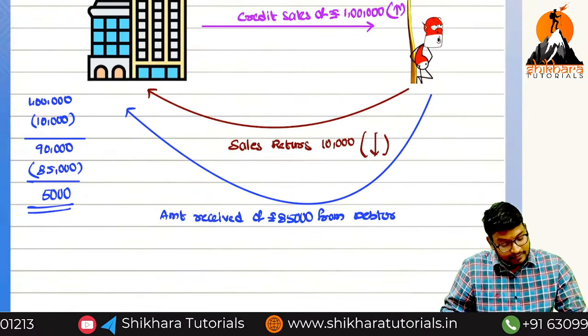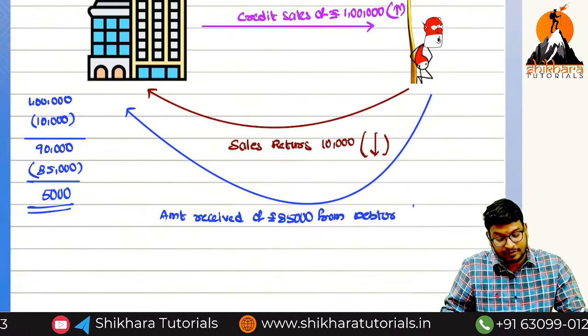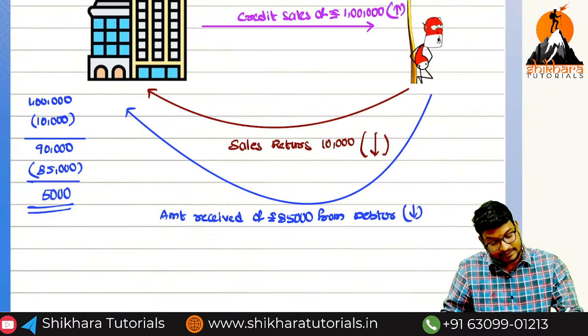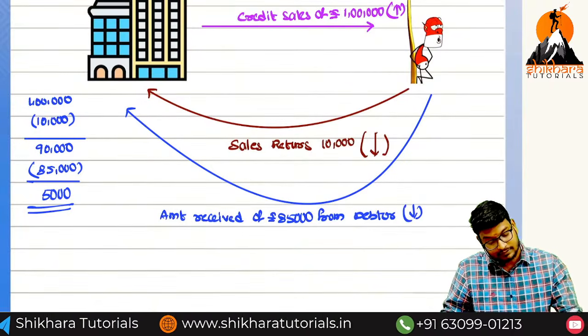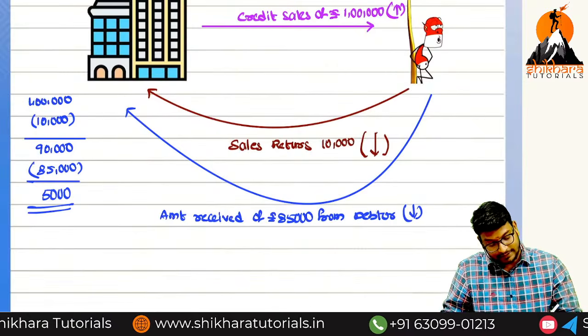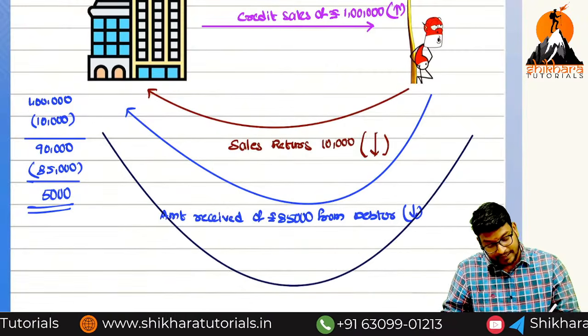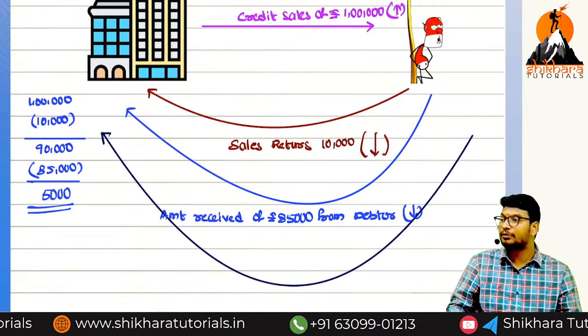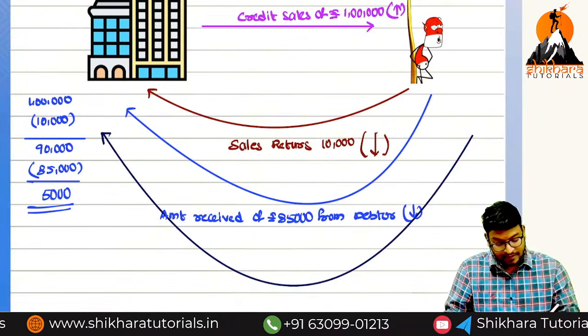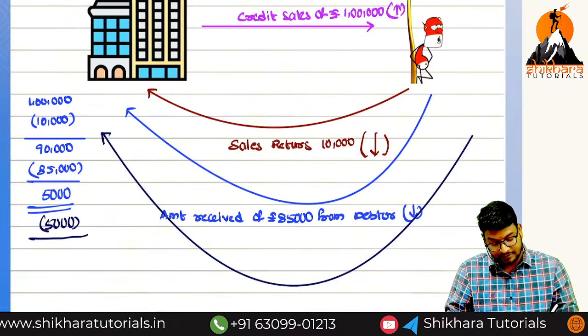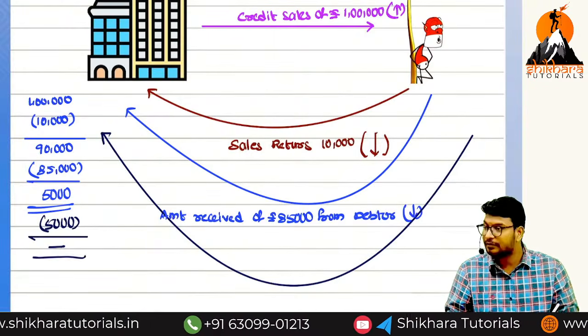Here once again, which symbol do we have to put? Upward symbol or downward symbol? Downward symbol. And next one, so outright we are giving what? Discount. We are telling him not to pay the amount. And this 5,000, do we need to increase or decrease? We need to decrease.